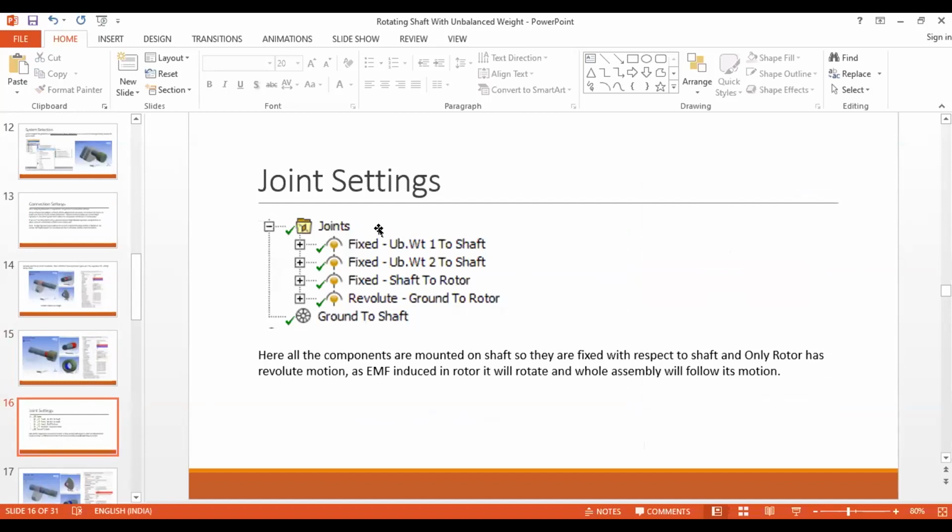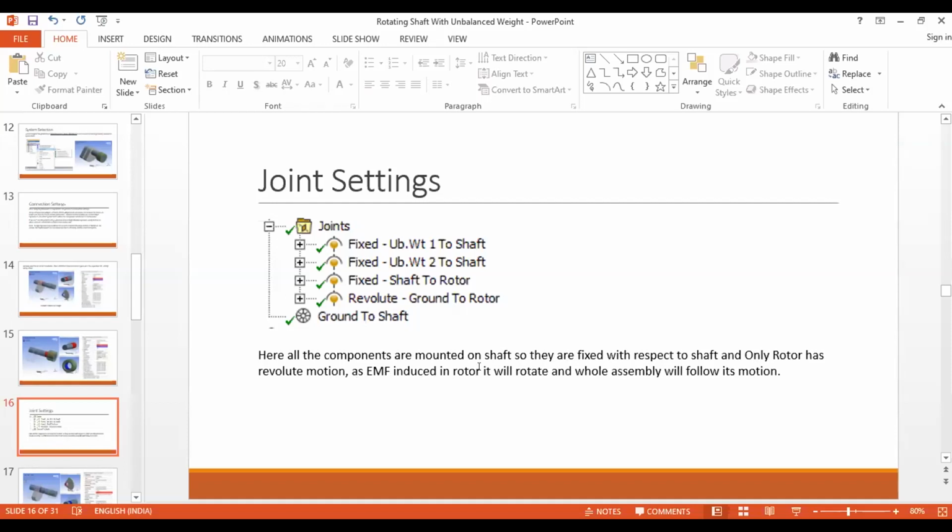So here is the screenshot of all the joints. Here all the components are mounted on the shaft, so they are fixed with respect to the shaft, and only the rotor has revolute motion. As EMF is induced in the rotor, it will rotate and the whole assembly will follow its motion. Every joint is fixed with respect to the shaft only, and the rotor has been given the revolute motion.